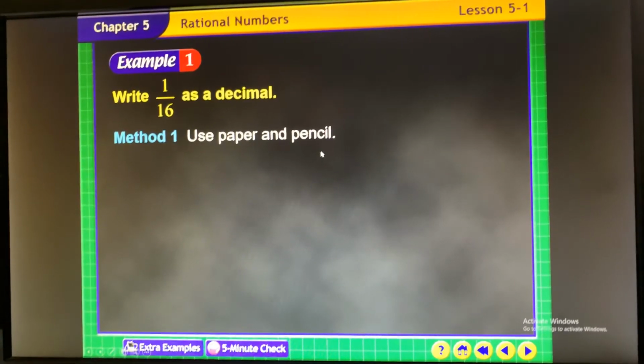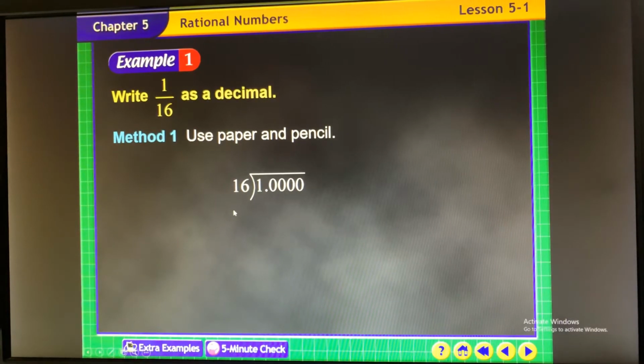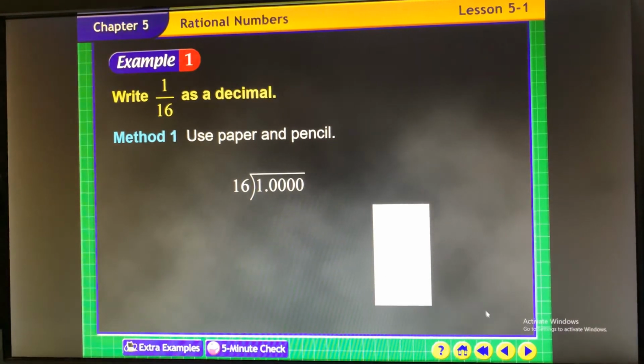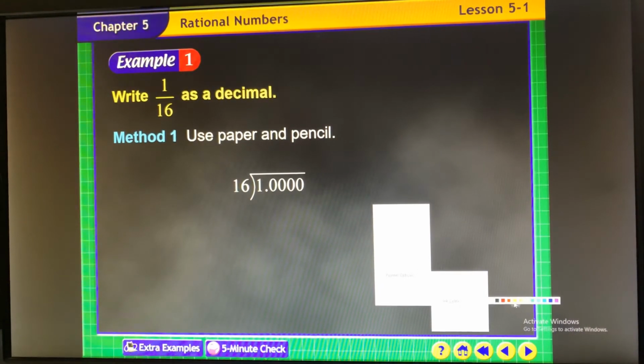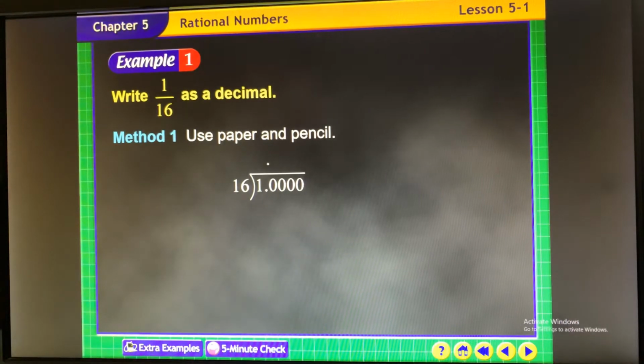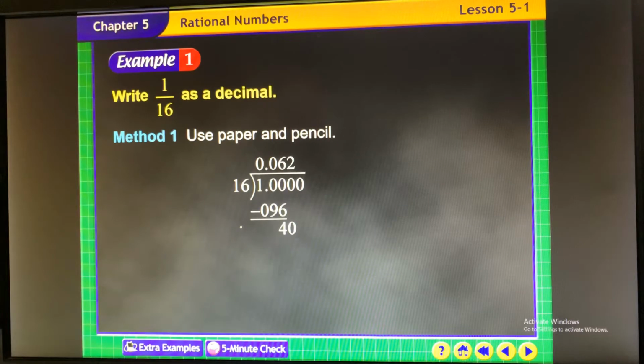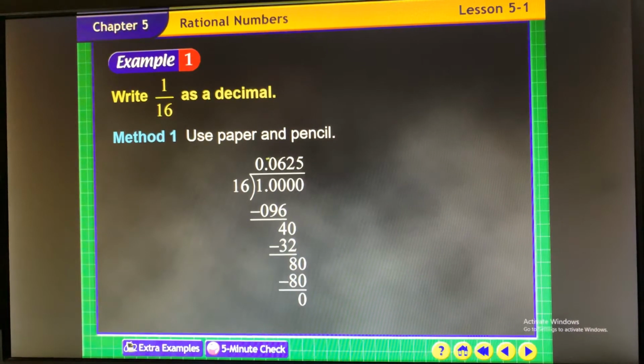So you're going to get a paper and pencil, and then you're going to start your process. And you're going to say, all right, how many groups of 16 go into 1? Bring your decimal up. Can't go into 10, can't go into 0, can't go into 10, but it can go into 100 6 times. Subtract, and you keep going until it terminates or repeats. And in this case, it terminated. So you're done.